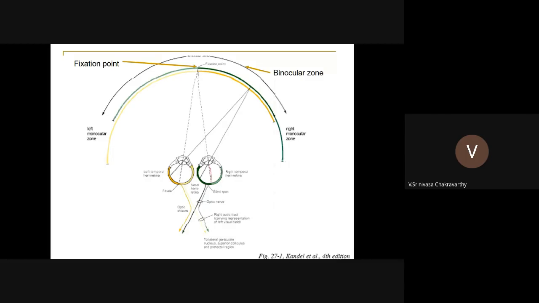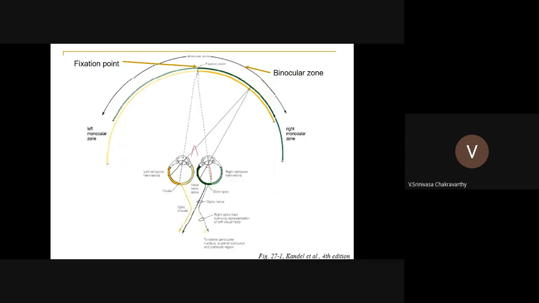So light from the right side falls on the left side of the retina. The same thing is true for both eyes. Similarly, light from the left side falls on the right half of the retina. So we don't talk about the right half and left half of the retina. We talk about the temporal side and the nasal side, because the nose is somewhere here.